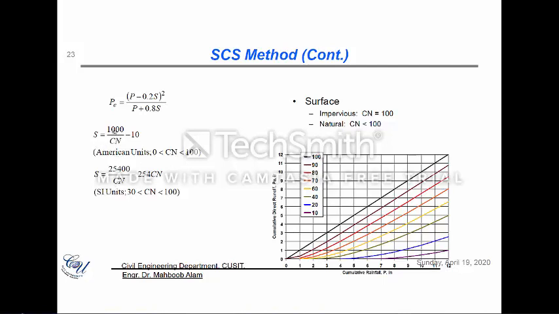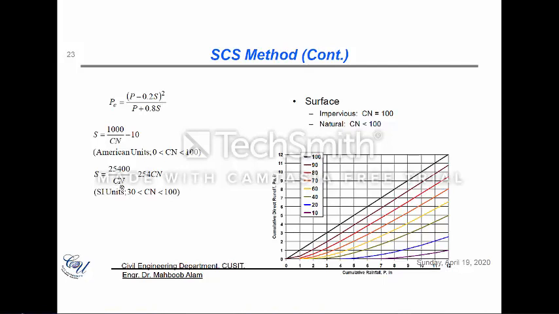It is as follows. So we have these two equations for two systems, for American units and SI units. We will be using mostly the second one, and the S value would be coming from this equation, and we'll put it here. Now what is the curve number?